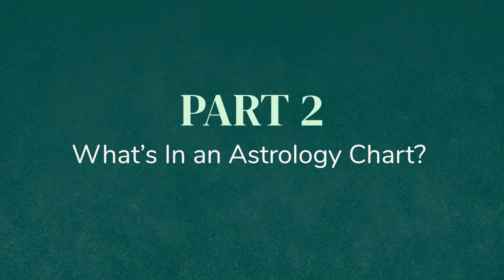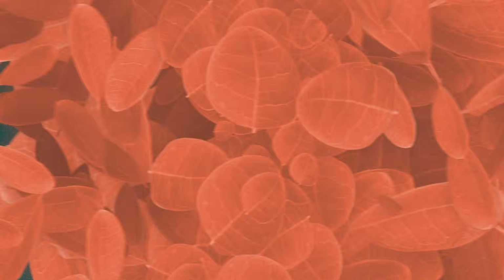Part 2, what's in an astrology chart? There are 4 core components of any astrology chart.